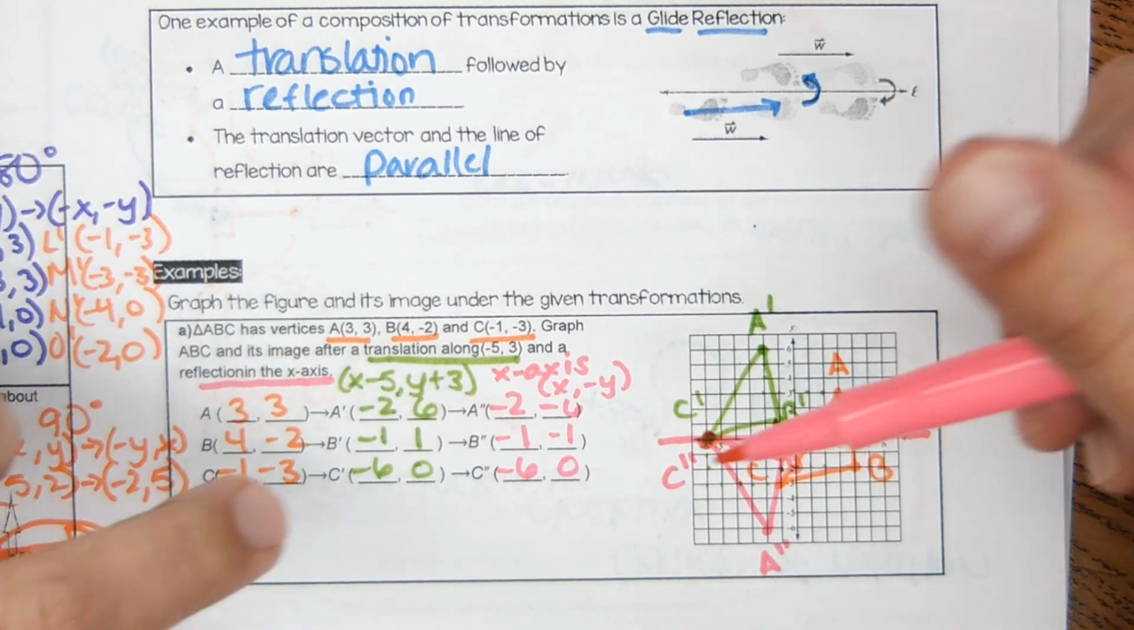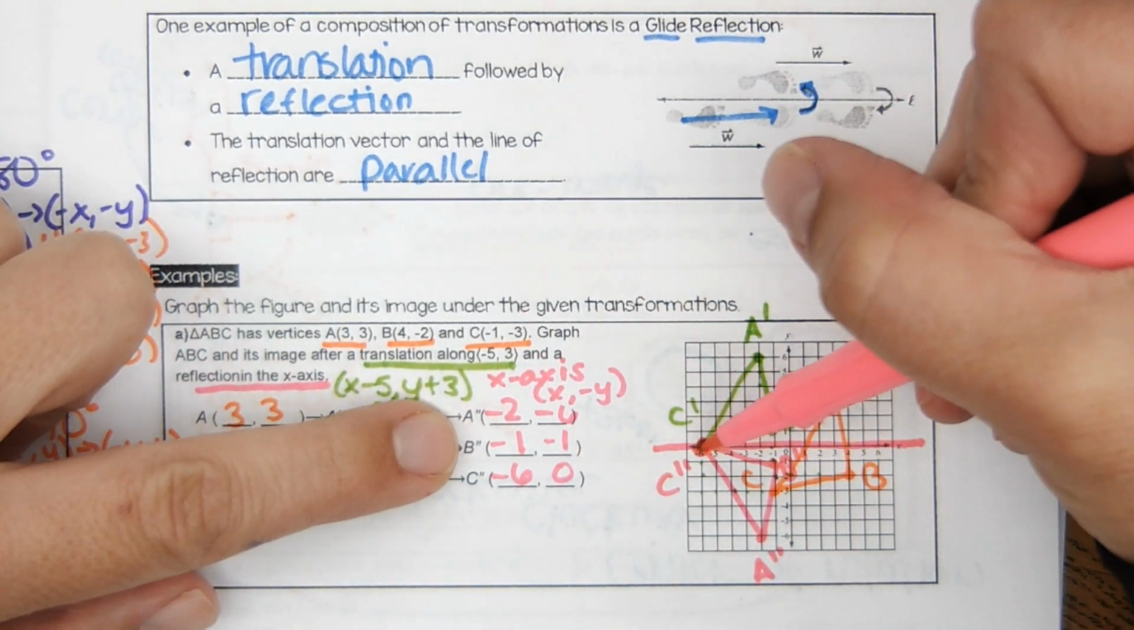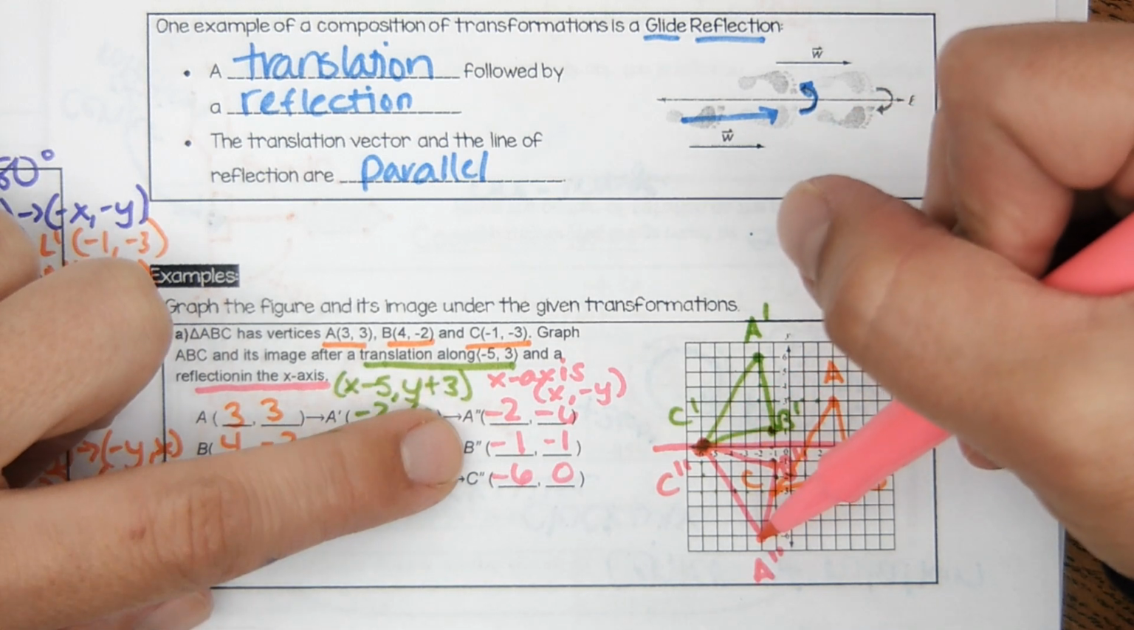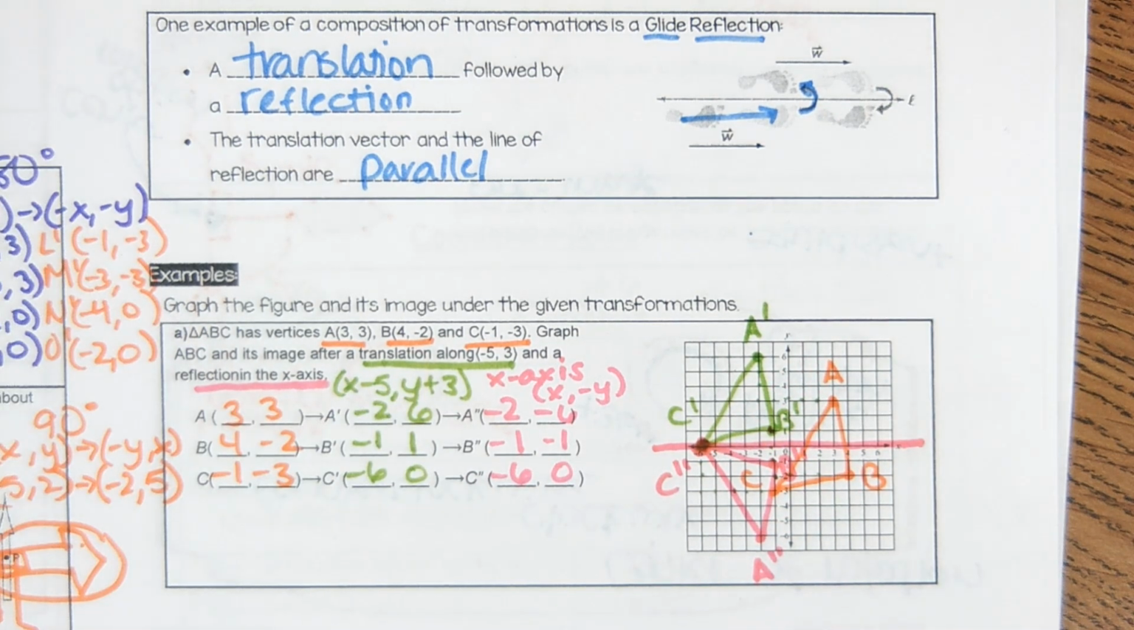And then you can make sure that these coordinates match what we got here. Negative 6, 0, negative 2, negative 6, negative 1, negative 1. Okay, and then when you're done with that, just flip it to the next page.